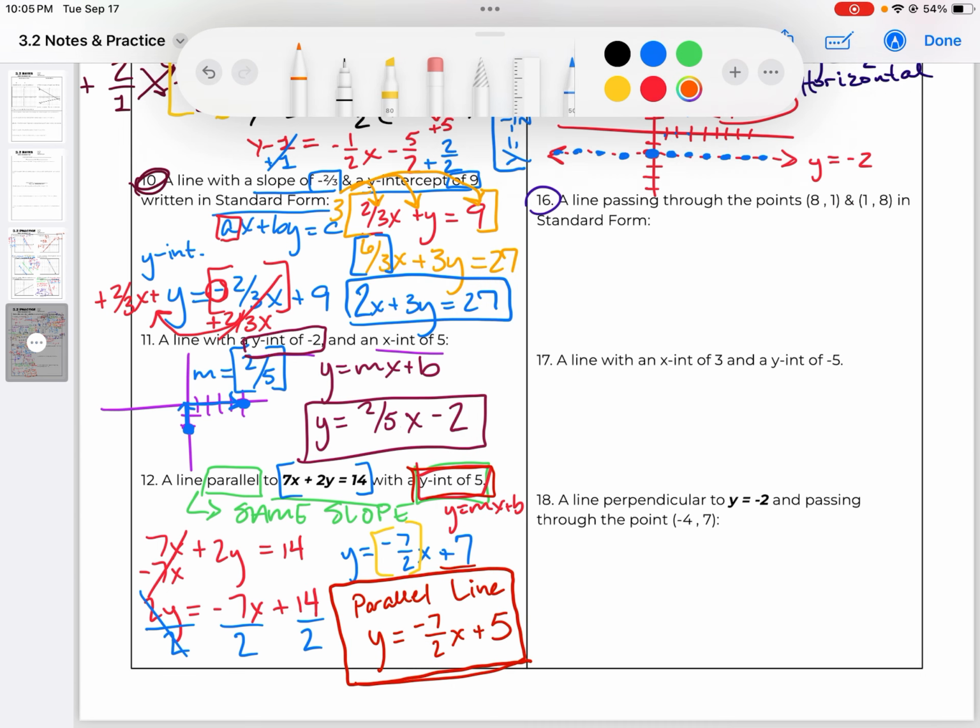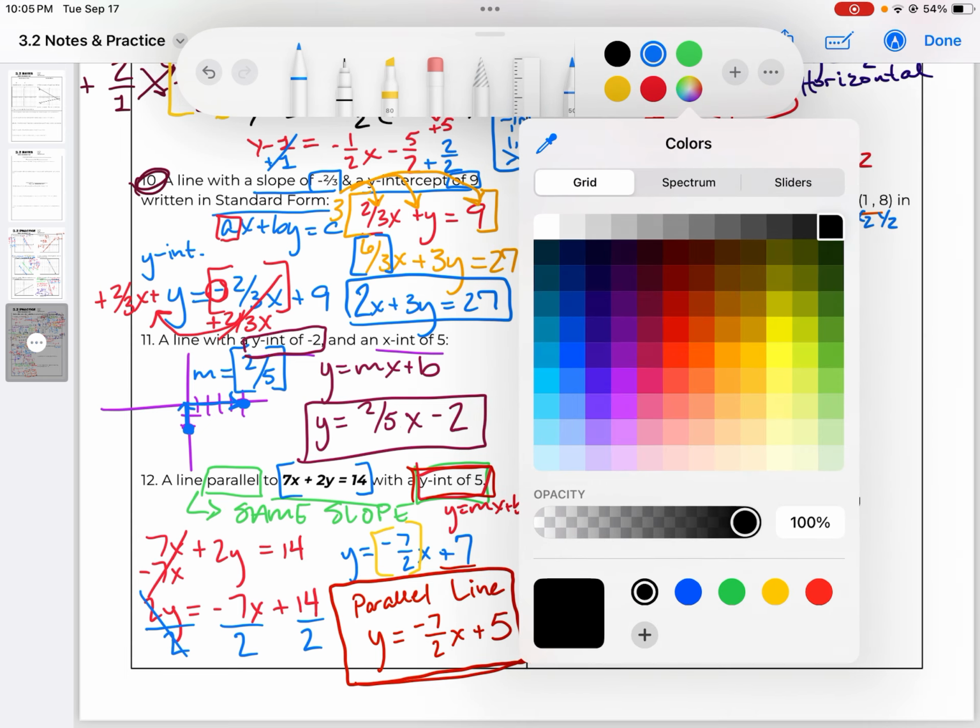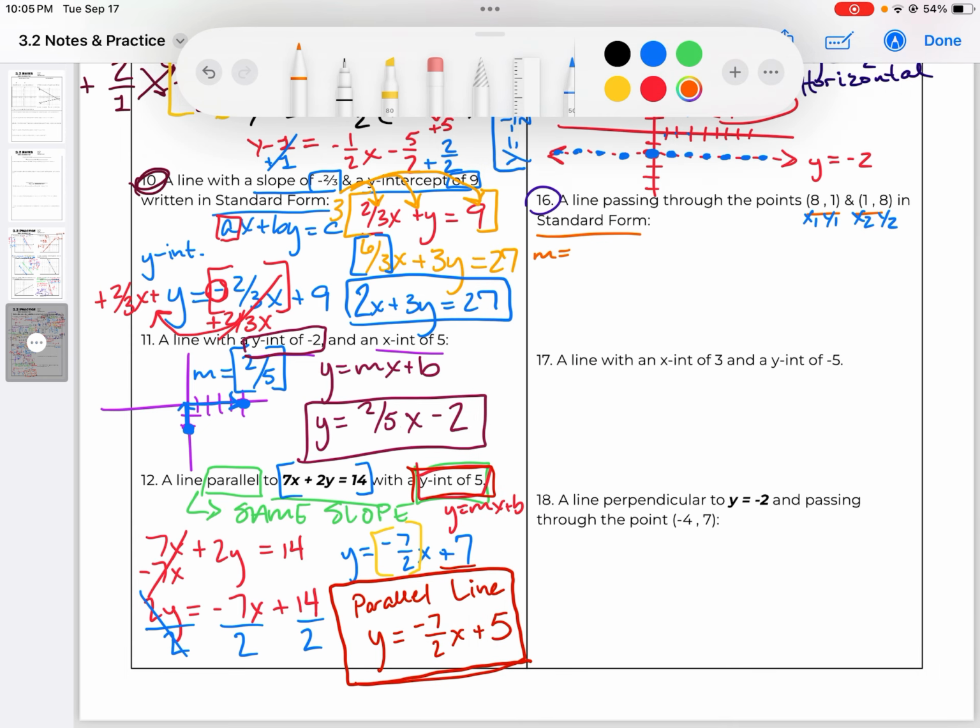All right, 16 wants a line passing through the points in standard form. Starting off with 2 points, I'm always thinking slope formula. So what I like to do is label my points and then plug them into the slope formula. y2 is 8 minus y1, x2 is 1 minus x1, which is 8. So I have 8 minus 1, which is 7, over 1 minus 8, which is -7.